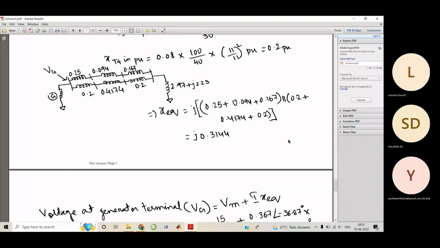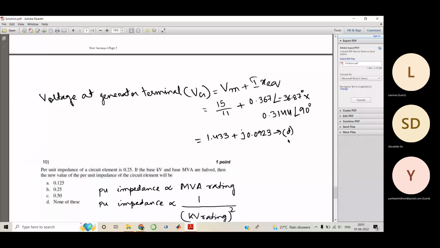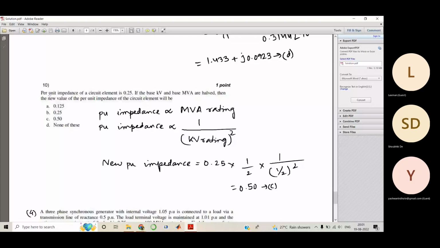Okay. So finally question number 10, it's pretty easy. They have asked what is the per unit impedance of a circuit element if it is 0.25 and the base kV and base MVA are both half. We know per unit impedance is directly proportional to the MVA rating, and it is inversely proportional to the square of the kV rating. So if you place the values, the MVA rating is half and the kV rating is half, so inverse square gives 4 on top. So half into 4 comes out to be 0.5, which is your option number C.